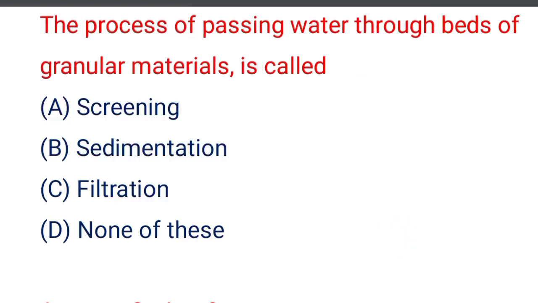Next question, the process of passing water through beds of granular material is called option A screening, option B sedimentation, option C filtration, option D none of the above. So the process of passing water through fine material is called option C filtration. If the size of the material is very large, it is a screening process. When the particles settle down due to gravity, that is called sedimentation. So filtration is the process of passing the water through granular material.